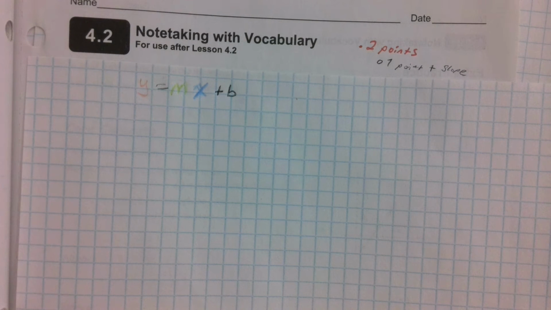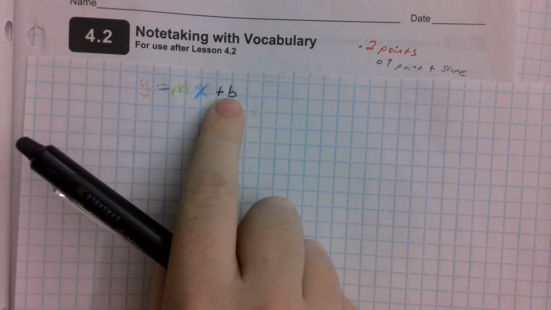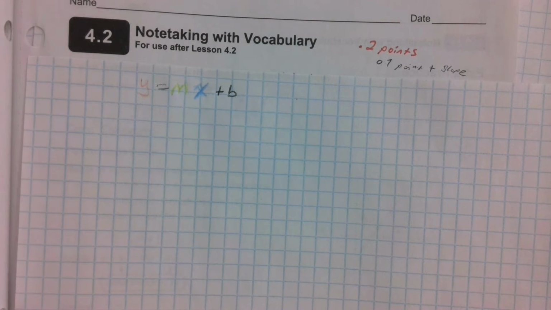However, what happens if we don't have an intercept? What happens if we just have a different point? It makes it a little bit trickier. And we can't actually use slope-intercept form because there's nothing we can plug in for b. So what do we do? Well, we learn a new form of a line.